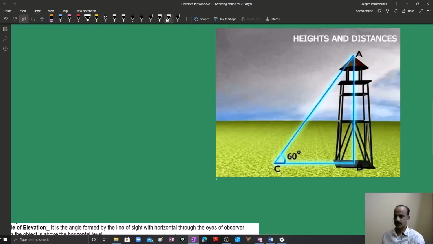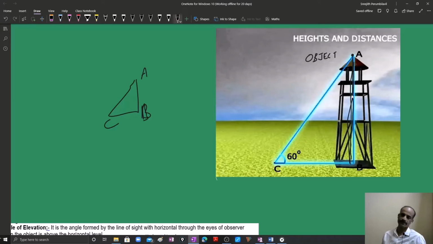In this figure, we can see that A is there, B is there, C. ABC is in the form of a triangle. So when you look at this particular thing, there is something over here. Let us take this as an object. There's an object there at A. Just imagine we want to find the height of the object from the ground. Just imagine this is a building.